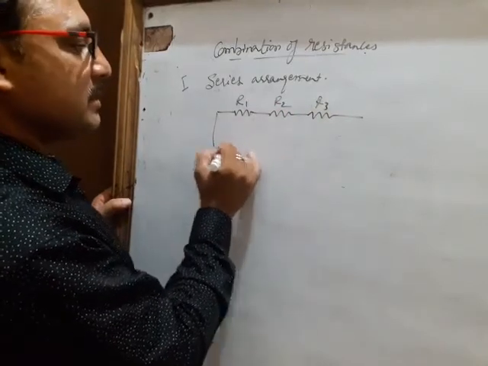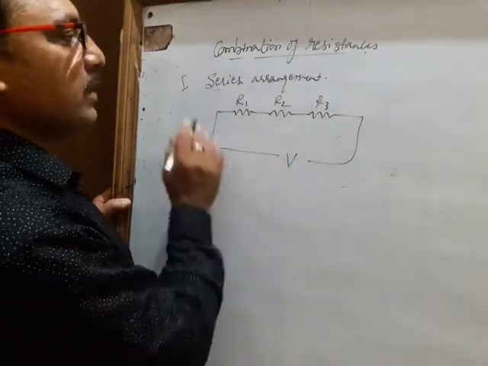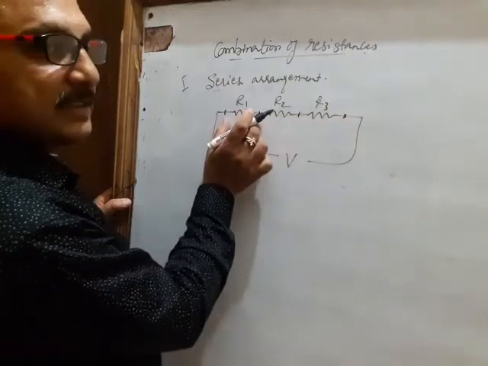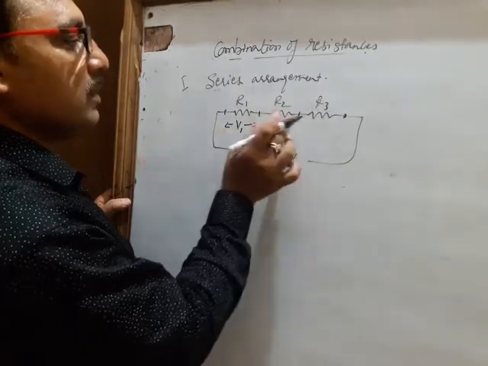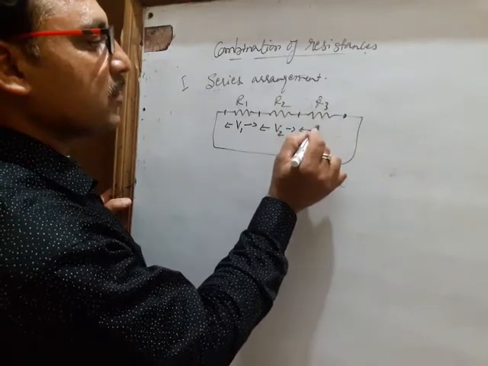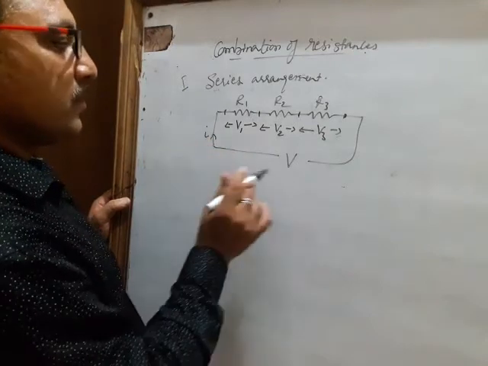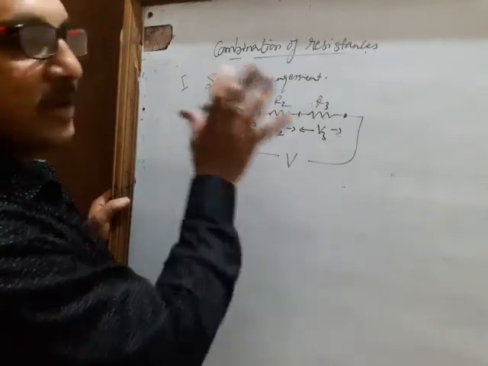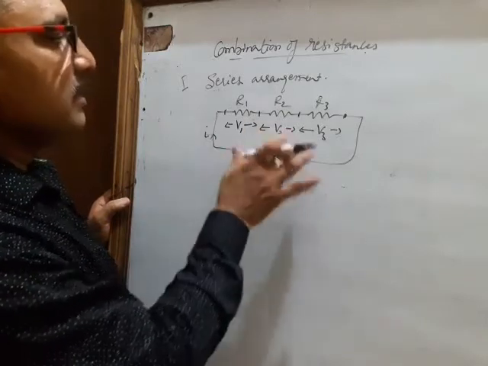Suppose these three resistances are connected in series to a potential difference V. When you connect them in series, then the potential difference across each resistor will be different. Suppose this is V1, the potential difference across this is V2, and across this is V3. This is the battery, which is giving a potential V and providing current I in the circuit.